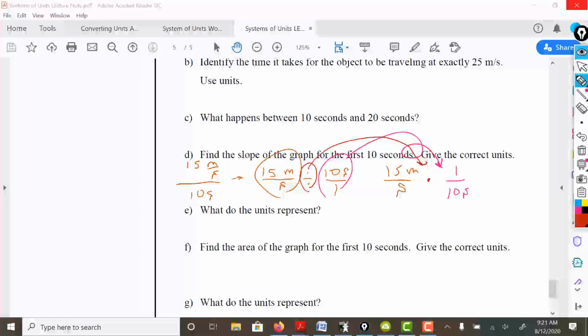And when we do this, we notice that nothing cancels out diagonally. So if I multiply the top, I get 15 meters. On the bottom, I get 1 times 10 is 10. But I get s times s is seconds squared. Now, 15 divided by 10, we can give a decimal approximation for that, and it's going to be 1.5.